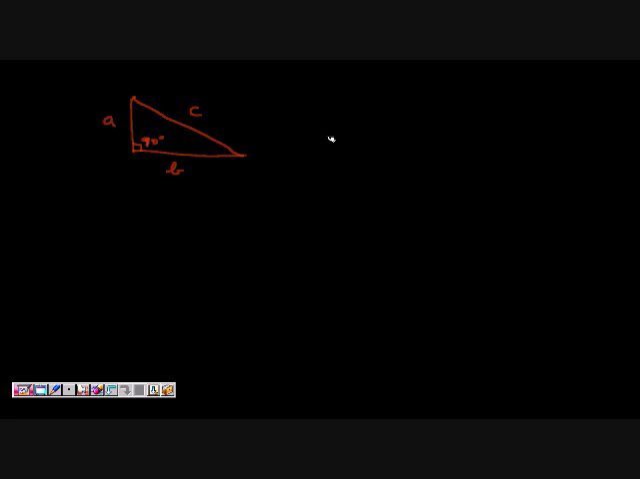So if you're given the right angled triangle, according to the Pythagoras theorem, the square of the hypotenuse is equal to the sum of the squares of the other two sides. So how can you use this to solve some problems? Let's take a couple of examples.